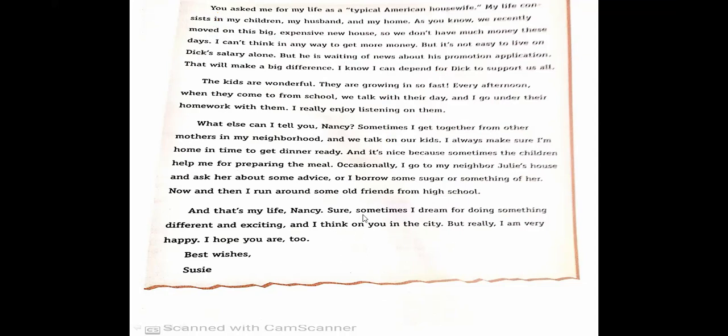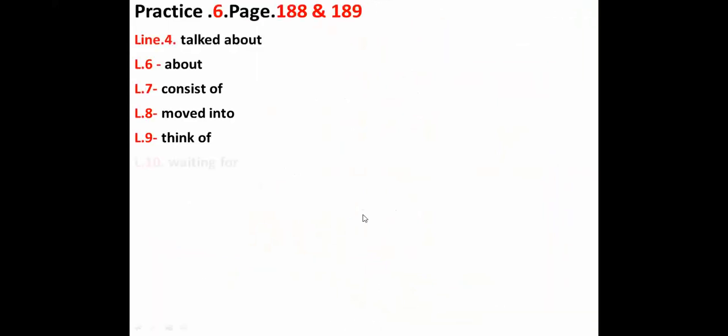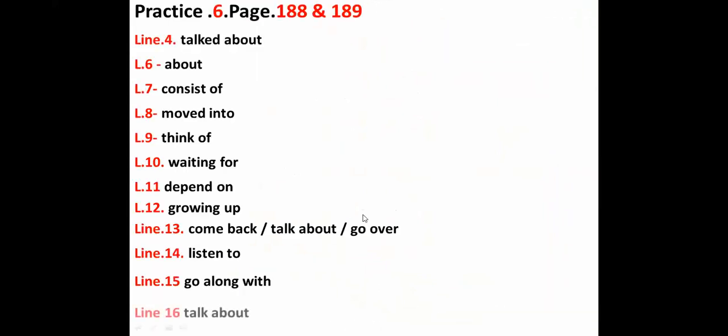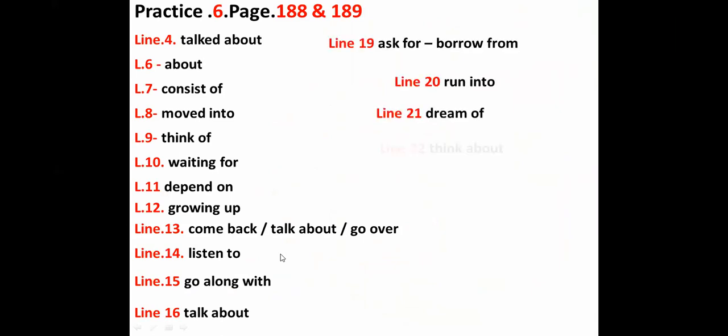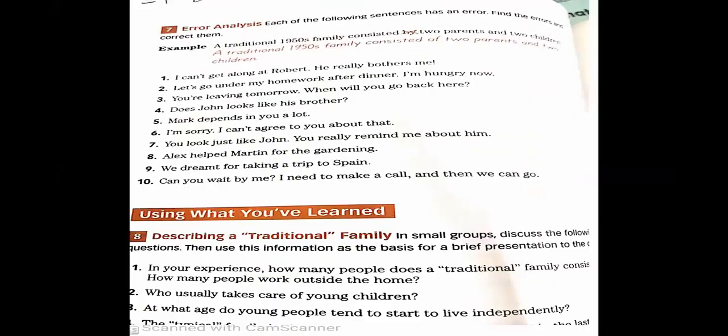Can I ask a question? Yes. Do we have a quiz next week? Yes, you'll have a grammar quiz next week. As for number 15, sorry, I wrote go along with, it's supposed to be get along with. I just can't remember the verb in the table, but I think it's get along with.